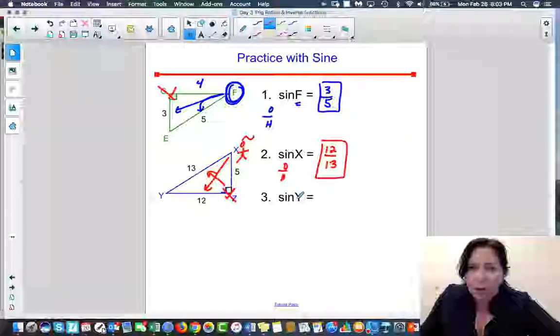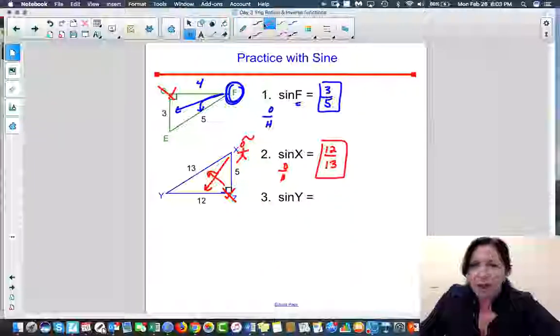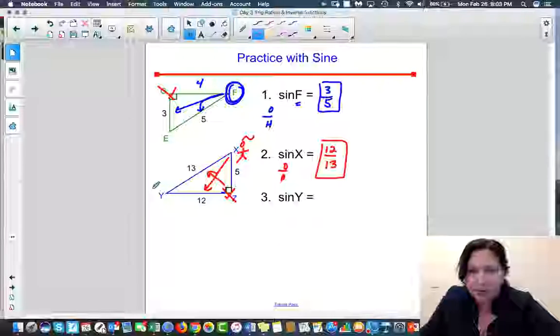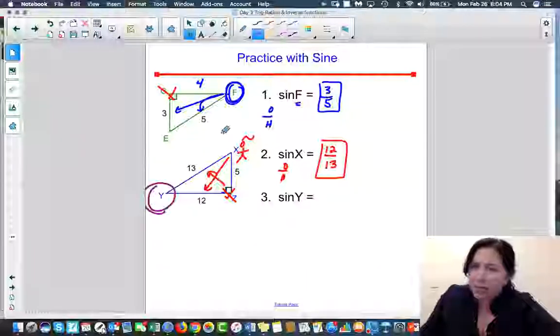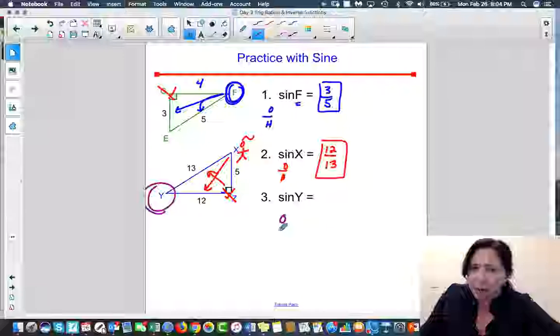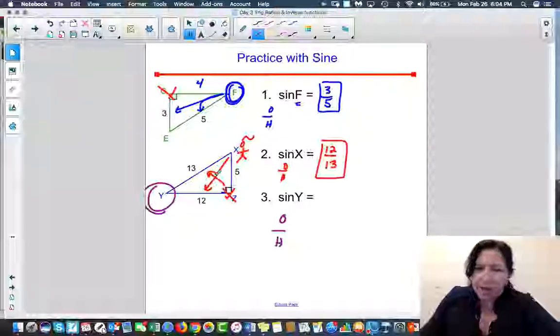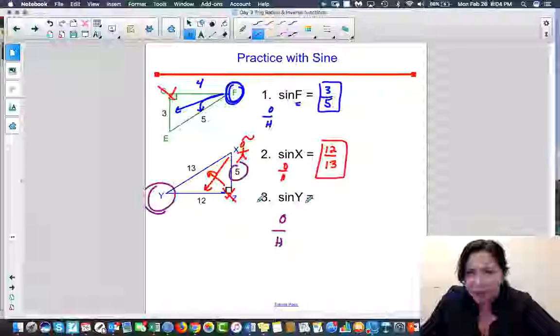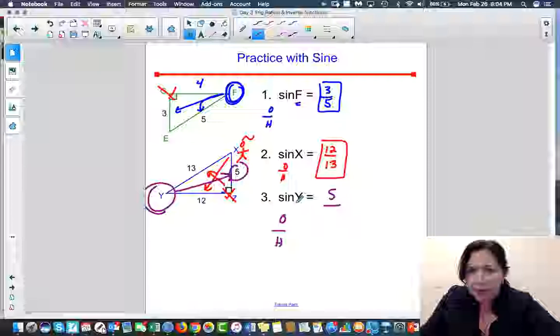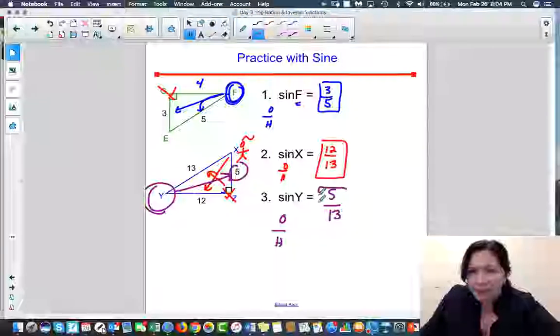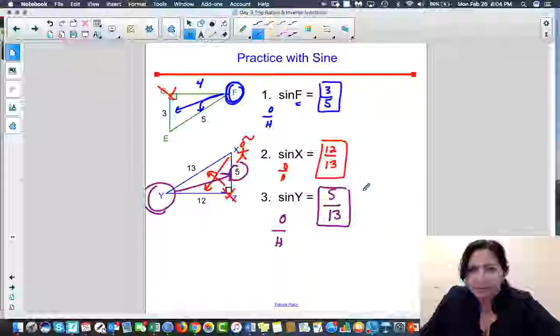For this next one, I need to find sine of y, which means that now I have to move myself over here. Sine is still opposite over hypotenuse. So you put yourself at y and say the opposite side is 5, and my hypotenuse is 13. So that's 5 over 13.